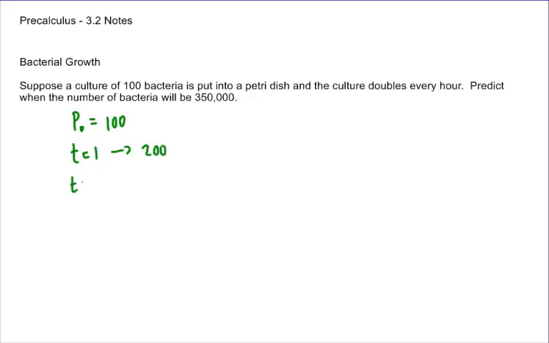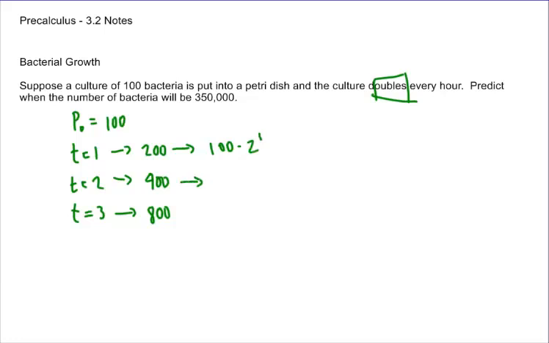And then when T is equal to 2, I've got 400 bacteria. And then when T is equal to 3, I've got 800 bacteria. So it's doubling. Well, what shape is this taking? It's taking the shape right here. We're looking at that initial population times the rate that it's changing. And in this case, it doubles every hour. And so if you follow this pattern, this is what it's going to look like.